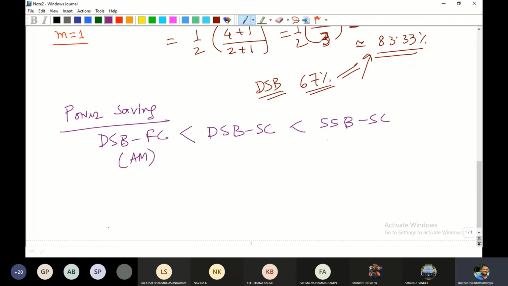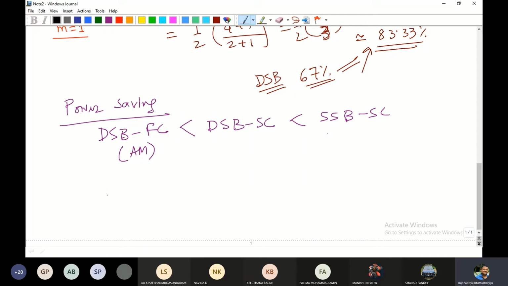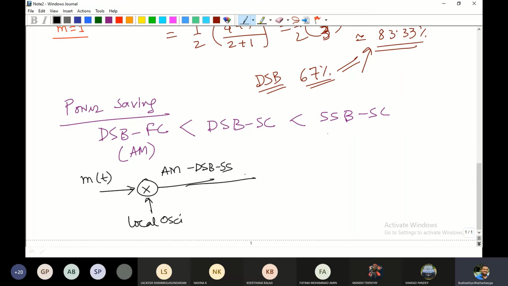All right. So, diagram-wise, if I show you, suppose this is my m(t), and this is my cosine wave. So a local oscillator is there, which is giving us the AM DSB-SC signal. Okay, now this goes to a band pass filter. If I go through the band pass filter, at the output it should be an SSB-SC with the upper sideband only present.